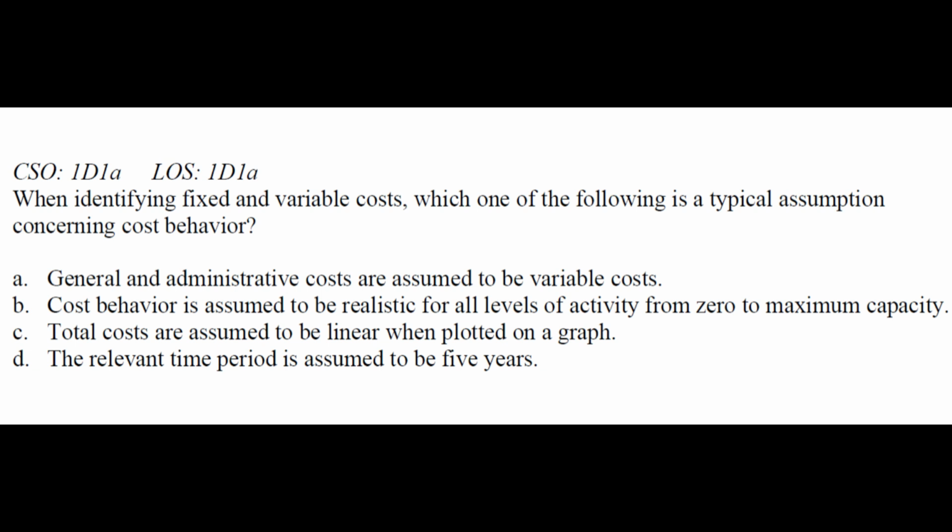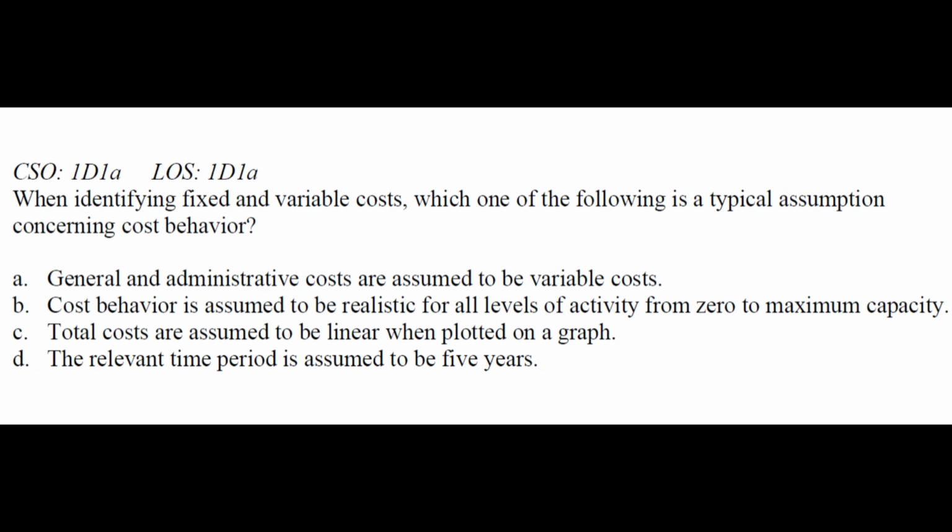C. Total costs are assumed to be linear when plotted on a graph. Correct. Cost behavior analysis assumes a linear relationship between total cost and activity within the relevant range, making budgeting and forecasting possible. D. The relevant time period is assumed to be 5 years. Incorrect. There is no standard 5-year assumption. The relevant period depends on the purpose of the analysis and business circumstances.